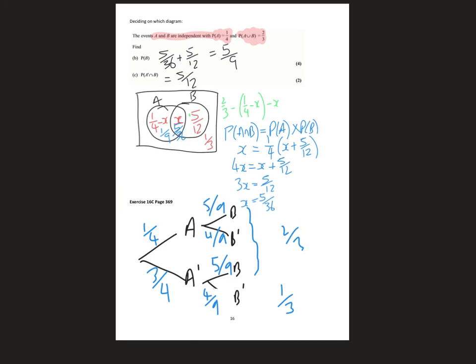So if I wanted the probability of B, I've got straight away, it's 5/9, it's the same. Or I could do this branch and this branch. And what's the probability of not A and B? Well, it's 3/4 times 5/9. And if you times them together, you get 5/12. So see which one you're happier using, the Venn diagram or tree diagram.